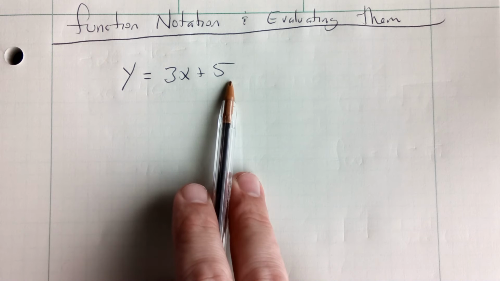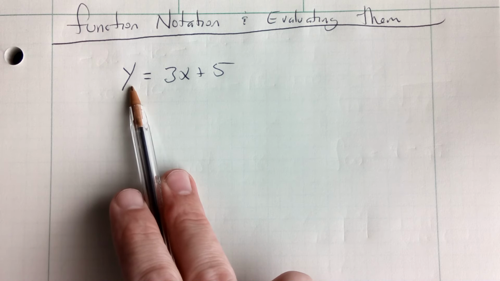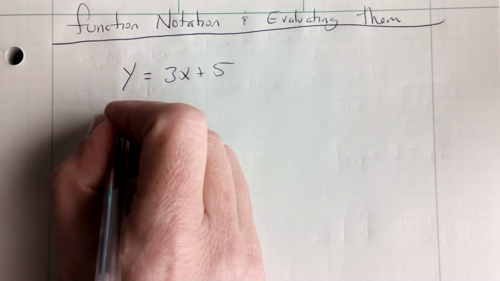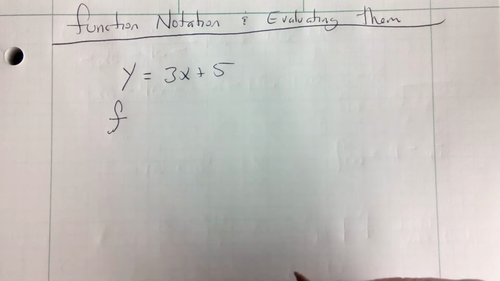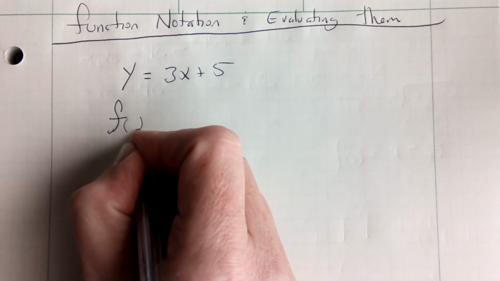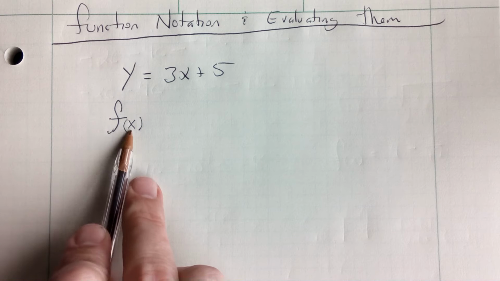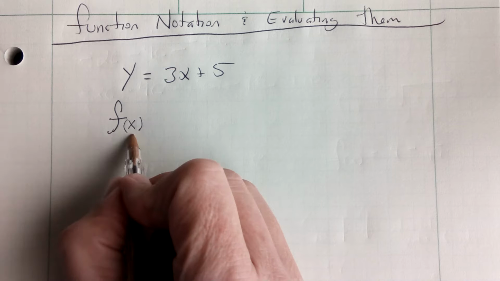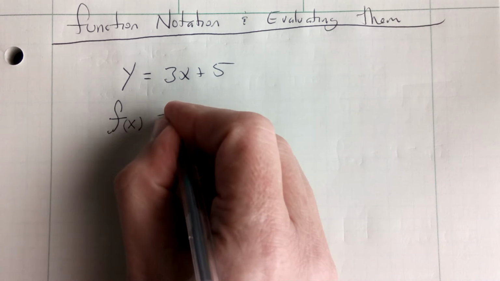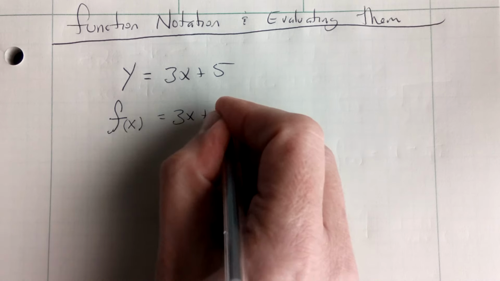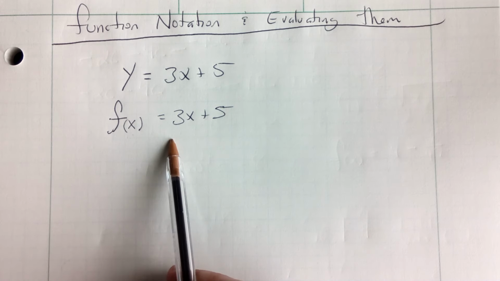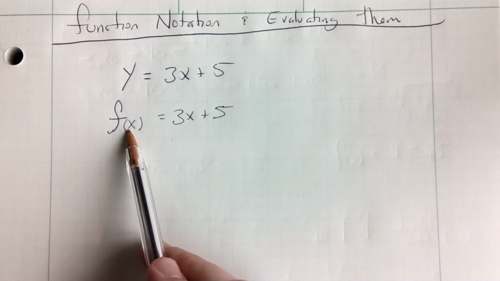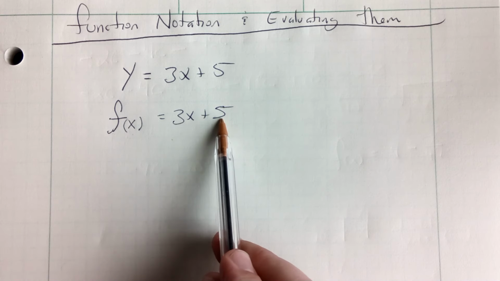In function notation, we don't use a y for output. What we do is replace the y with a cursive letter f, and next to it we put parentheses with the variable, or independent variable, that we're going to evaluate. It's pronounced f of x. f of x is equal to 3x plus 5. These are exactly the same equation. y equals 3x plus 5 and f of x equals 3x plus 5 mean exactly the same thing.